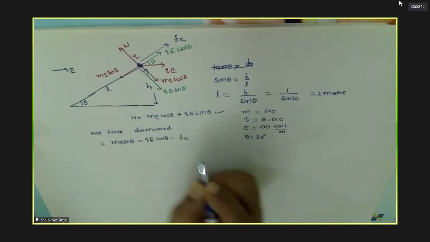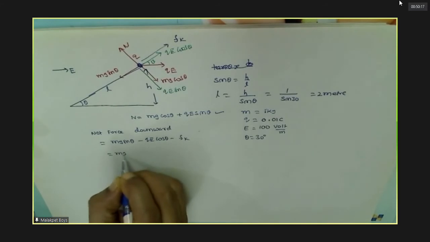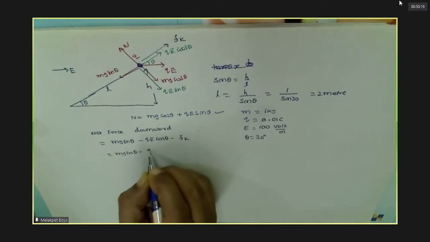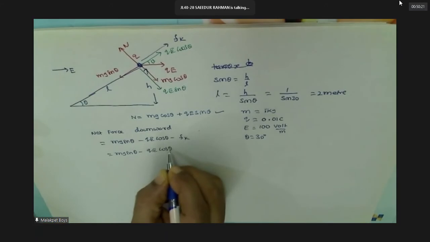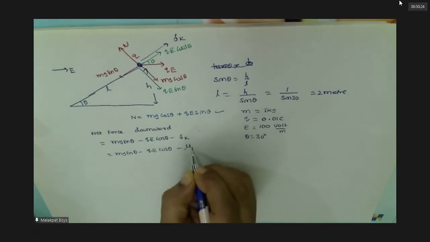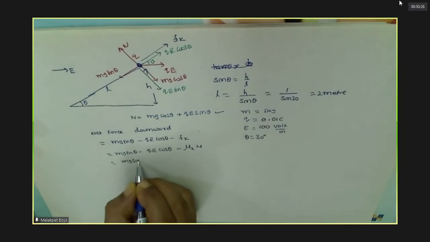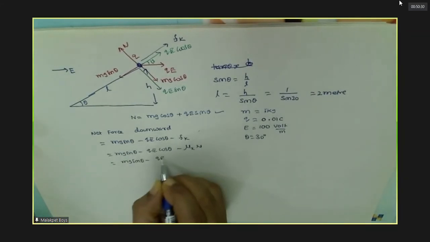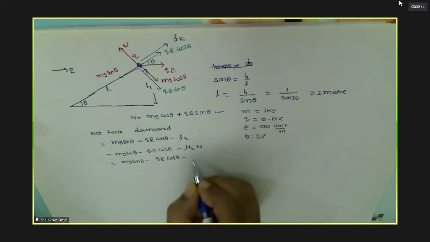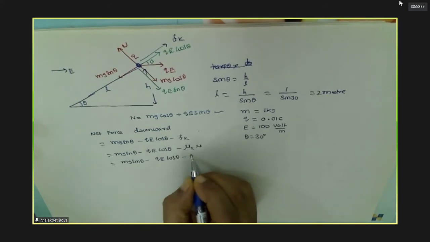Do you agree? Do you agree or not? Great, sir. Agreed. I'm just explaining the method of how to solve these problems. Mu k is given, I think, 0.2.